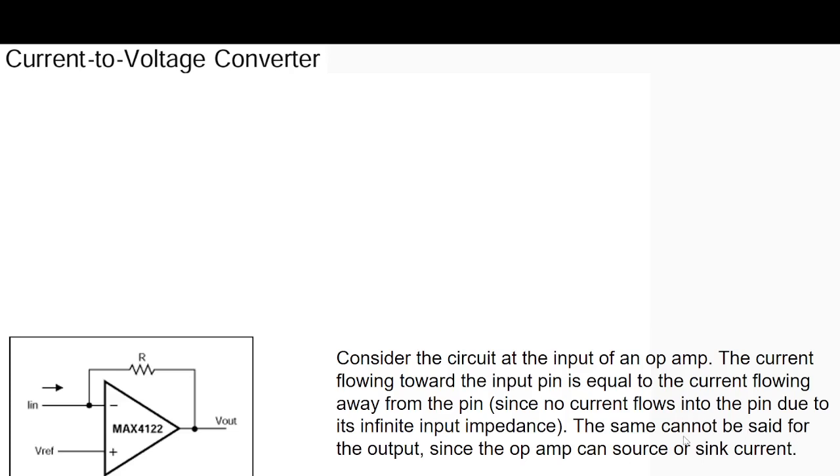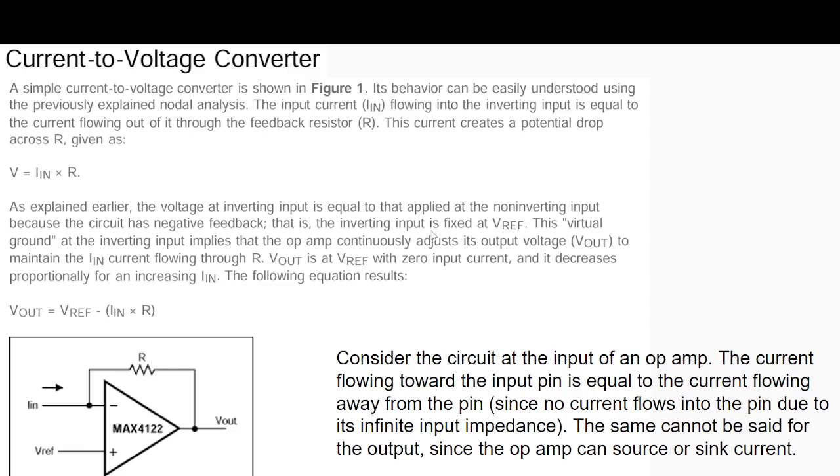The same cannot be said for the output. The op-amp can source or sink current. So here, if you consider this as a node, the current will split here. Let's say you consider this as I1 and this as I2. Because no current can go into the input, I1 is 0, so the entire current will flow into this RF resistor. But that flow is not unidirectional, because this is also connected to the output, so the current is also coming back.